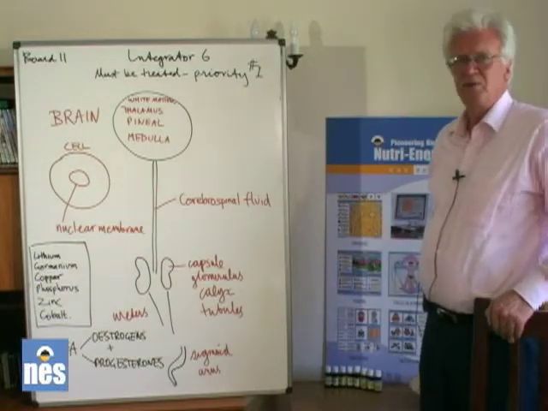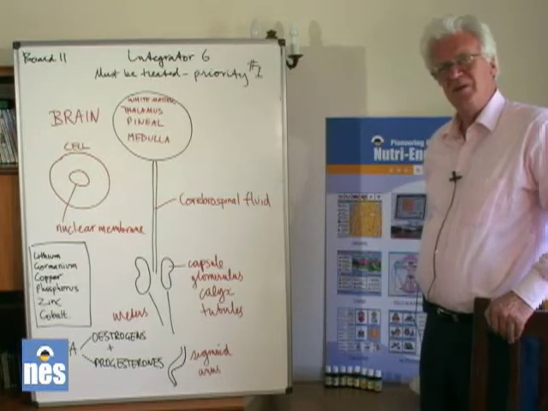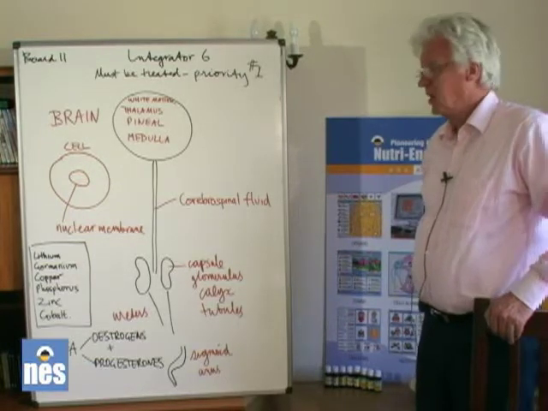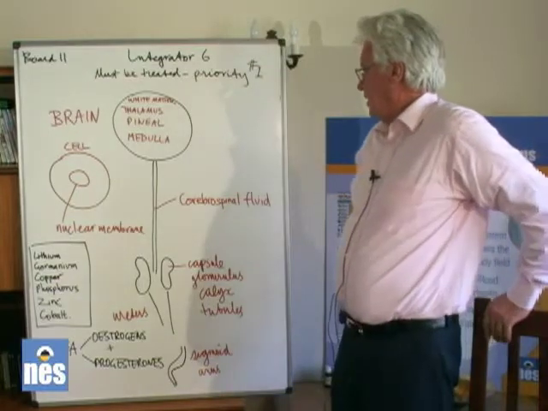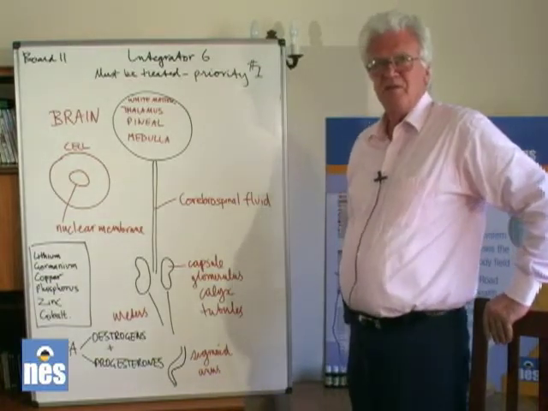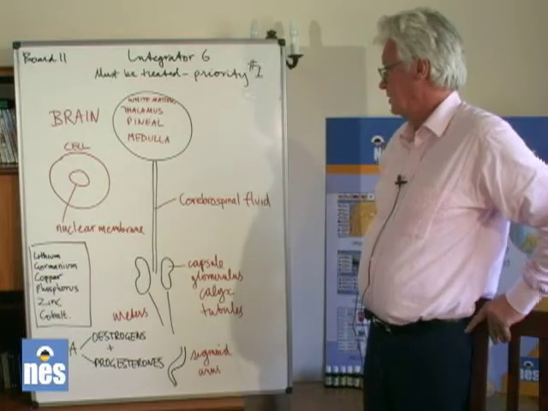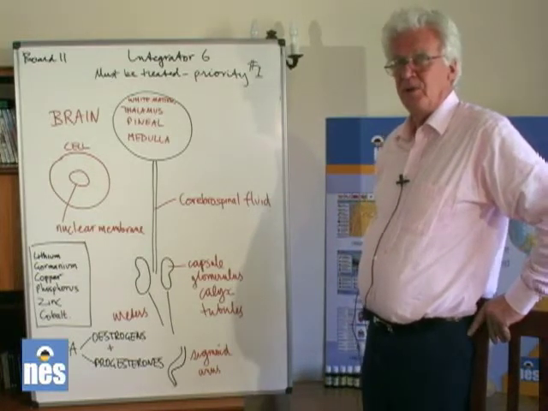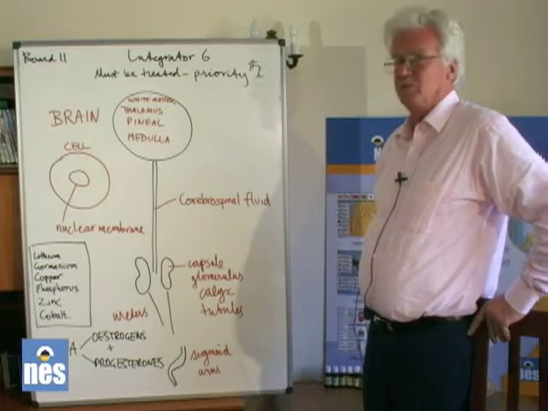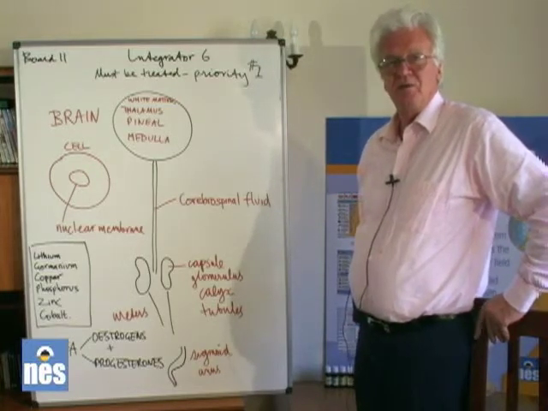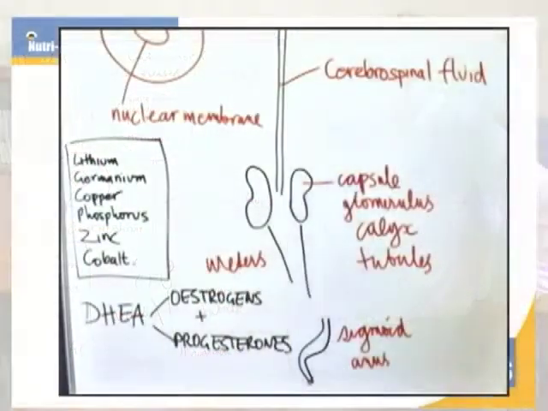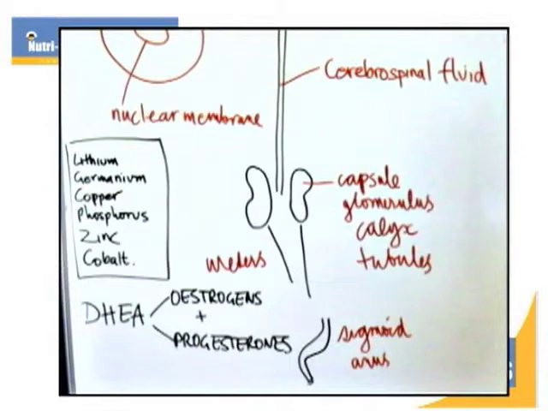Now, trace minerals are very important in animal medicine and seem to be overlooked in human medicine. Trying to find where these minerals fit is something we've done quite a lot of research on, and here we get the things that are higher in the periodic table. The trace minerals which are above 10 or 12 in the periodic table system. Lithium, germanium, copper, phosphorus, zinc and cobalt are really right up there. These, incidentally, are needed to make enzymes and hormones all around the body.